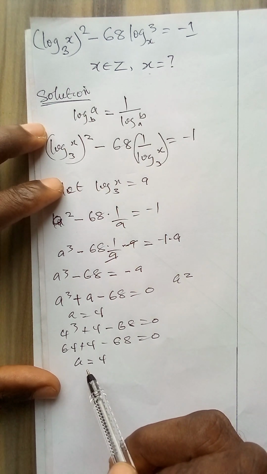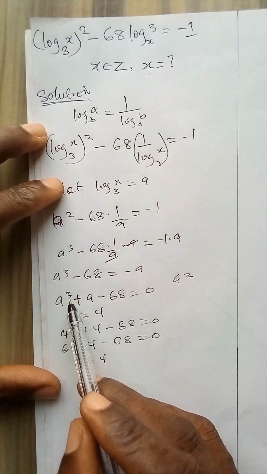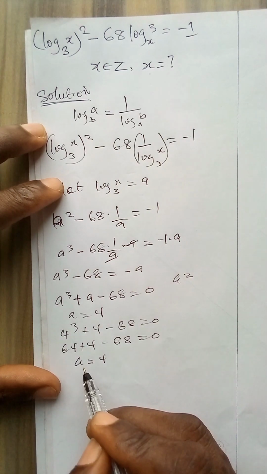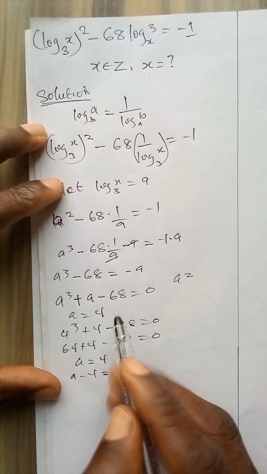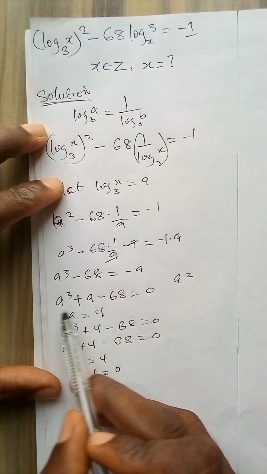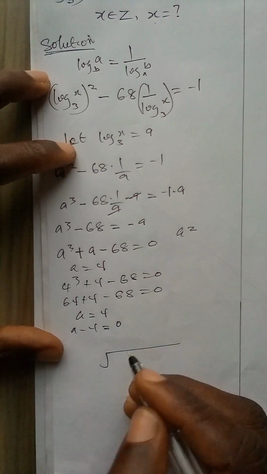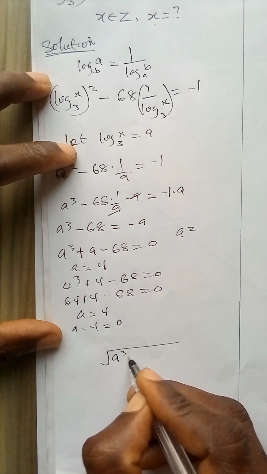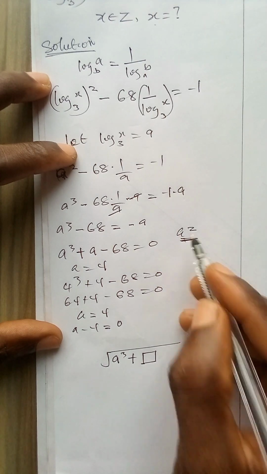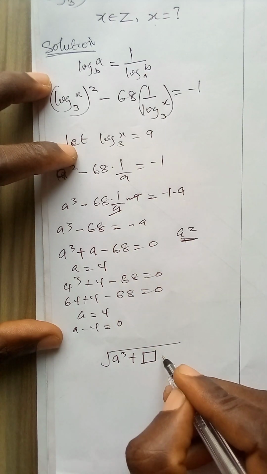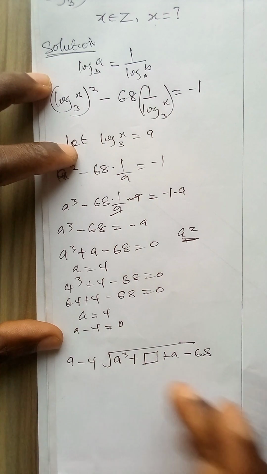Let's now find the other solutions. To find the other solutions, we need to divide the polynomial a to power 3 plus a minus 68 by its factor. Since a is equal to 4, a minus 4 is a factor of this polynomial. So let's divide this polynomial by its factor, a minus 4, and we will do the long division method. Here we'll have a to power 3 plus a term is missing. That term, remember I said, is the term with a to power 2. We are going to find that term as we divide. Then plus a minus 68. Let's remember we are dividing by a minus 4.